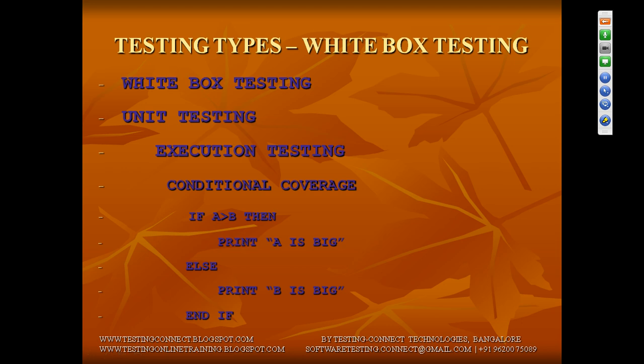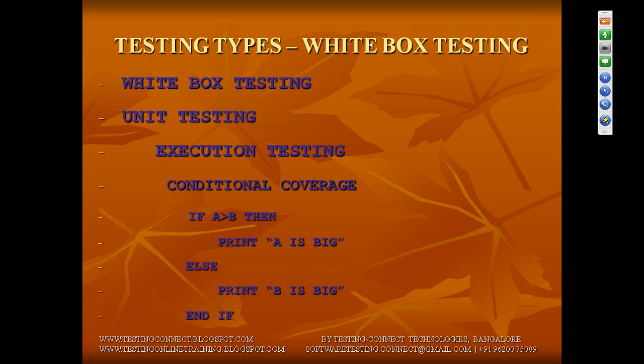This one I will explain in detail during VB scripting. As of now you can remember this is the stuff, this is nothing but conditional coverage. So if a greater than b, then a is big. Say 2 comma 3 you are passing, so a is 2, b is 3. 2 greater than 3 is false, then print b is big. So 3 is big, it will display. You passed 2 comma 3, and your execution is returning 3.